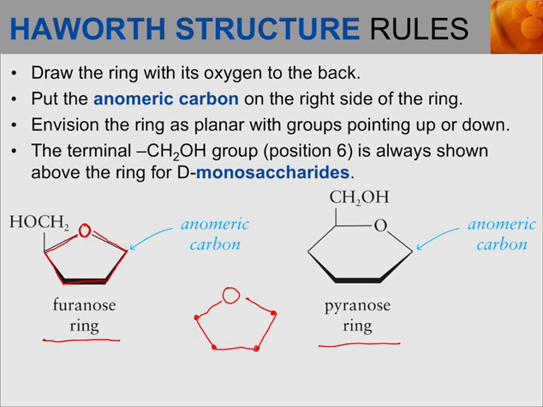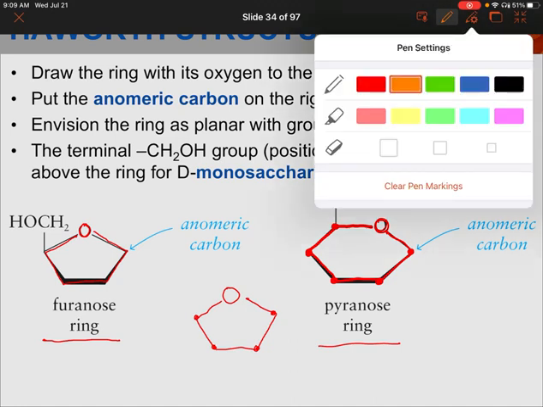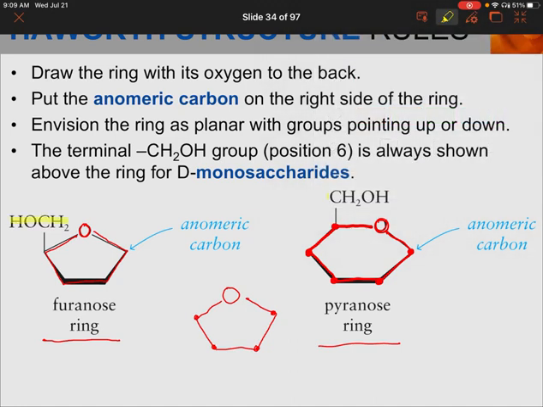Now, if you have a pyranose ring, a 6-membered ring, you put the oxygen in the back, and then you can just draw some dots for the other 5 members of the ring. And then we're just going to draw a hexagon here. All right. Now that CH2OH group that's always at the bottom of our Fischer projections, that will always point up. And that's going to be on the carbon right next to oxygen. And then the anomeric carbon is always to the right of the oxygen.